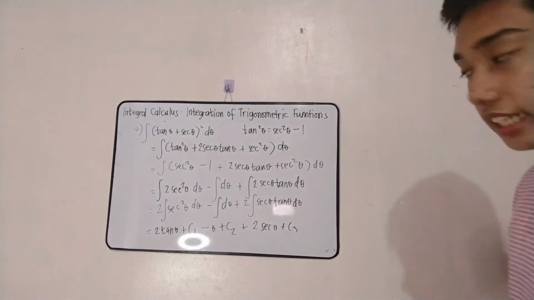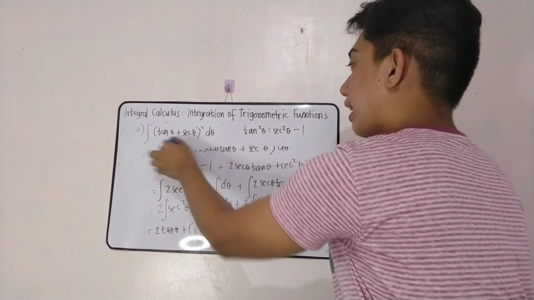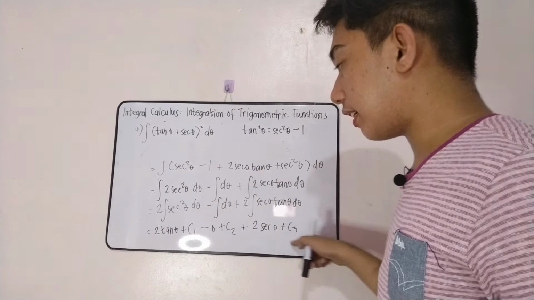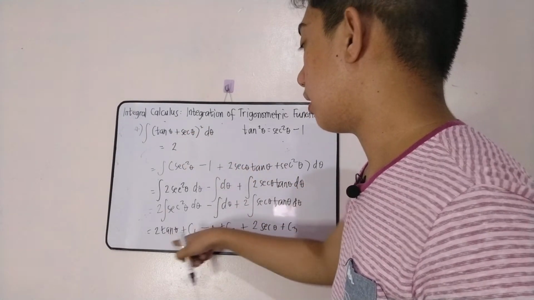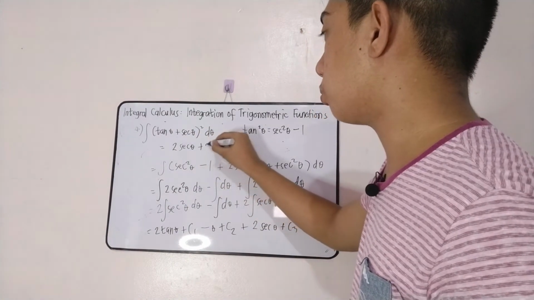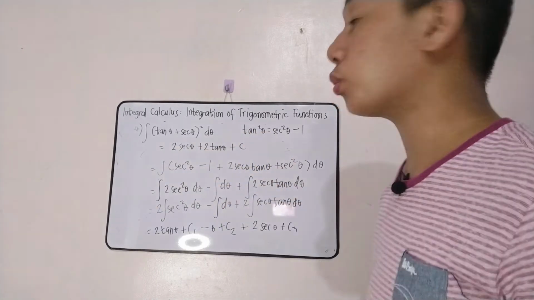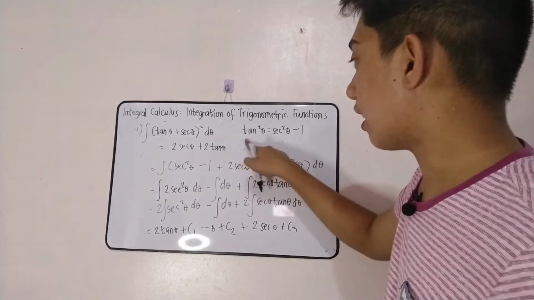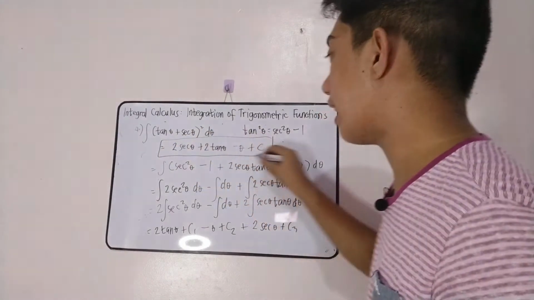Is this our final answer? Not yet. We will erase this first. Combine all the c's. So, 2 tangent theta minus theta plus 2 secant theta plus c. Or you can factor out 2 if you want. So, this will be your final answer.